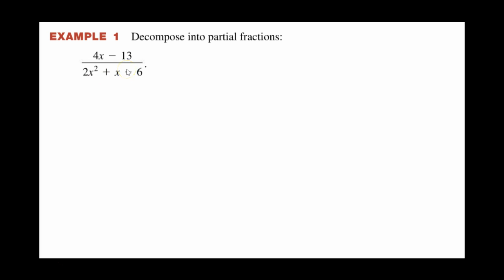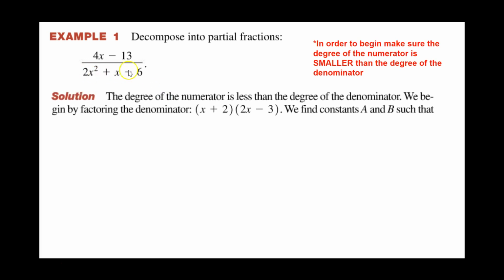So obviously it comes back to our favorite topic, where one of our first things we need to do is make sure we know how to factor the denominator. The denominator factors to x plus 2, 2x minus 3. I also put this note up here: in order to begin, make sure the degree in the numerator is smaller than the degree in the denominator. So make sure this one is smaller than this one. I don't think they have any that's like that, but if it is, we should have our techniques for what we need to do for that. But let's just go ahead and get started with this part.